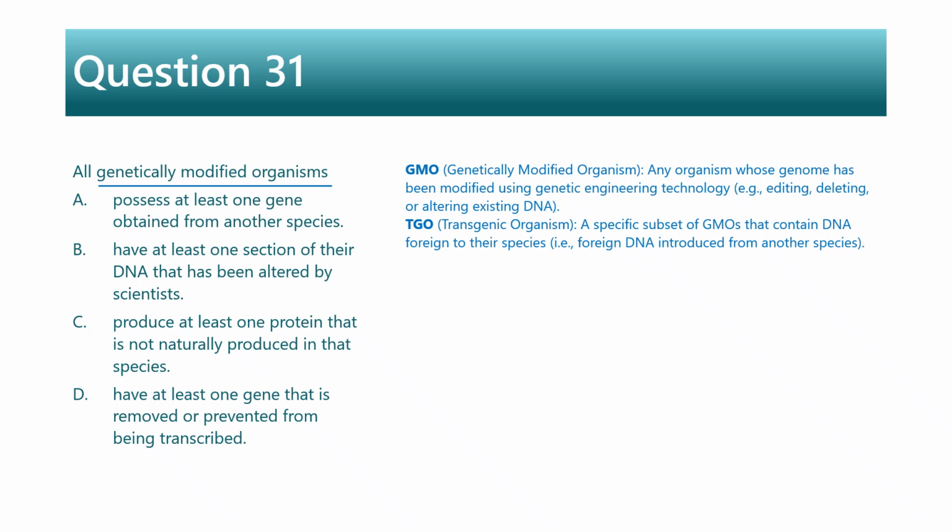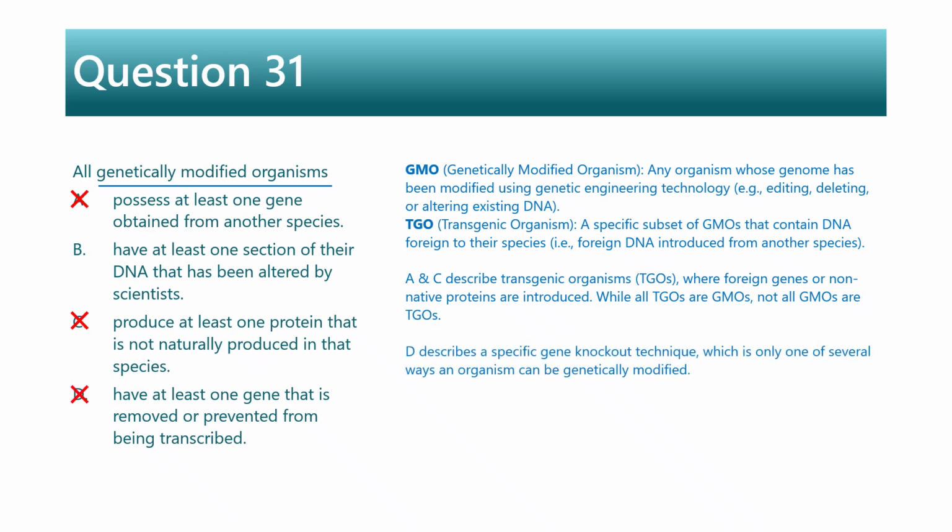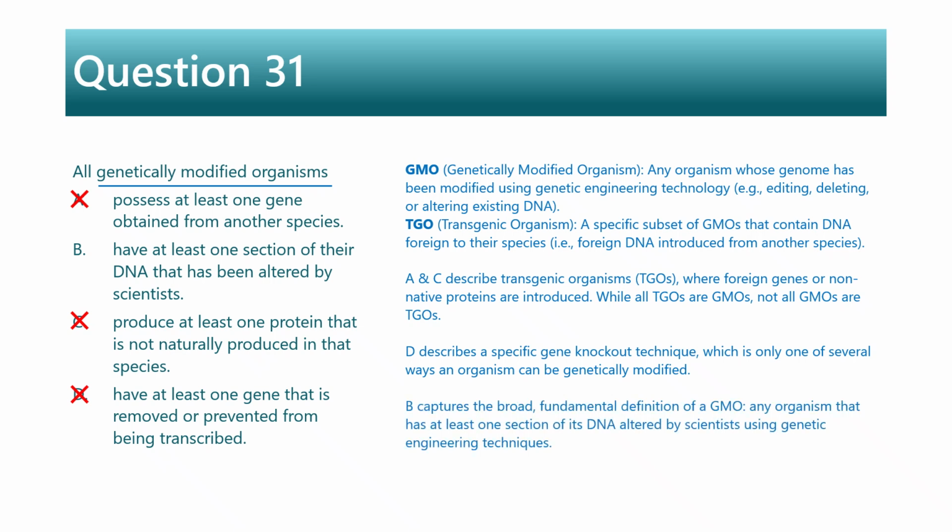Now let's evaluate the options using this distinction. A and C describe transgenic organisms, TGOs, where foreign genes or non-native proteins are introduced. While all TGOs are GMOs, not all GMOs are TGOs. D describes a specific gene knockout technique, which is only one of several ways an organism can be genetically modified. B captures the broad, fundamental definition of a GMO, any organism that has at least one section of its DNA altered by scientists using genetic engineering techniques. Therefore, the correct answer is B.